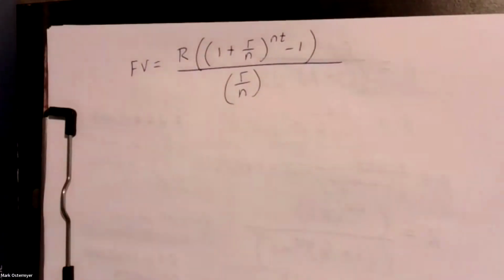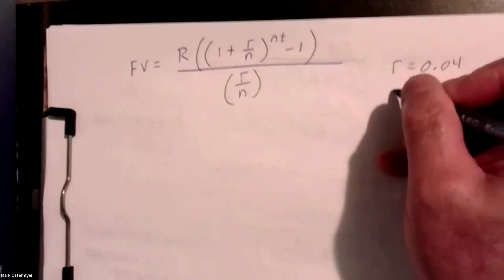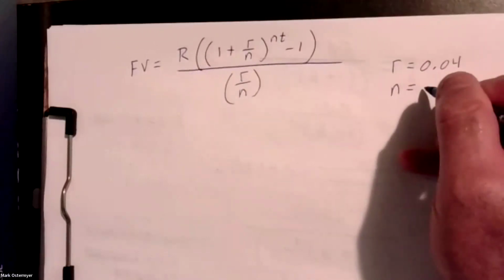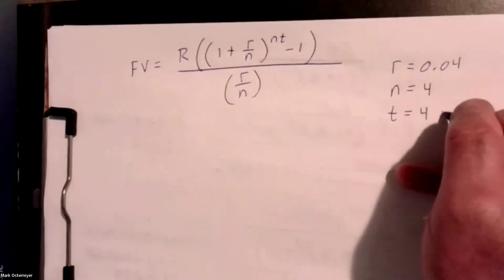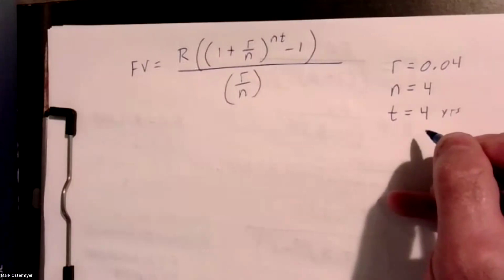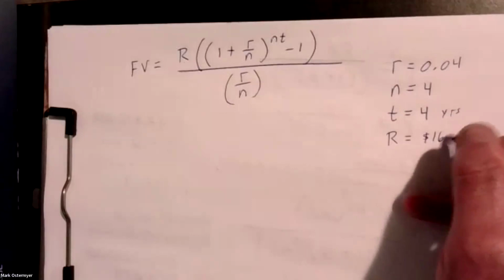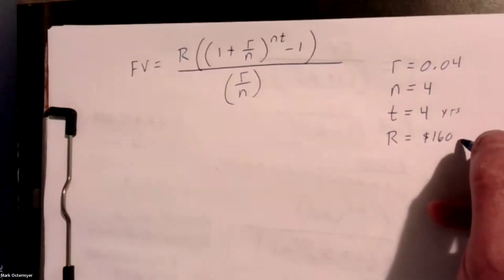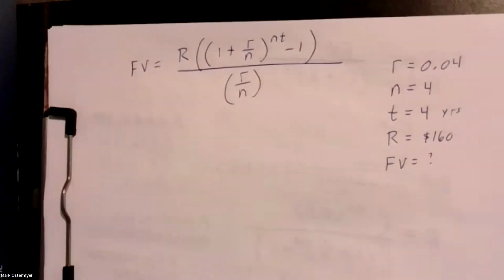And in number 46, what do we know? We know R is 4%, which is 0.04. We know N is compounded quarterly, 4 times per year. N is 4. Time T is 4 years. The periodic payment that goes into this annuity is $160, made 4 times per year. Go ahead. For number 46, find the future value of that annuity.